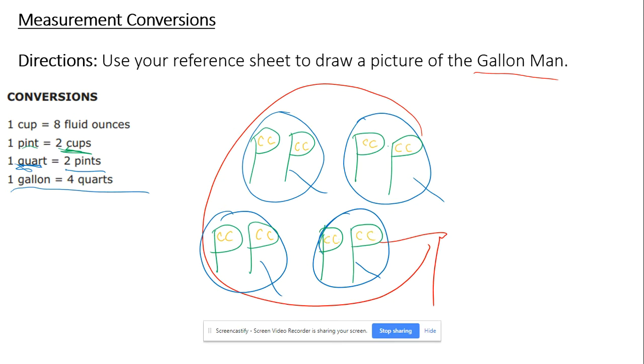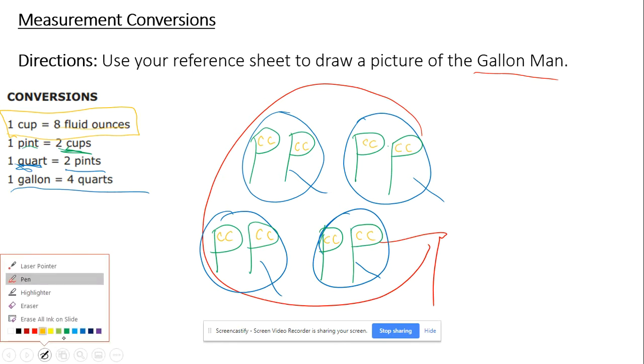So gallon man's done. If you wanted to also include ounces, you can. There's 8 ounces in every cup, but it's going to be really hard to draw 8 fluid ounces in each of these. So that's always just one that I try to remember, look at on my reference sheet. But let's see how we can use this to help us.